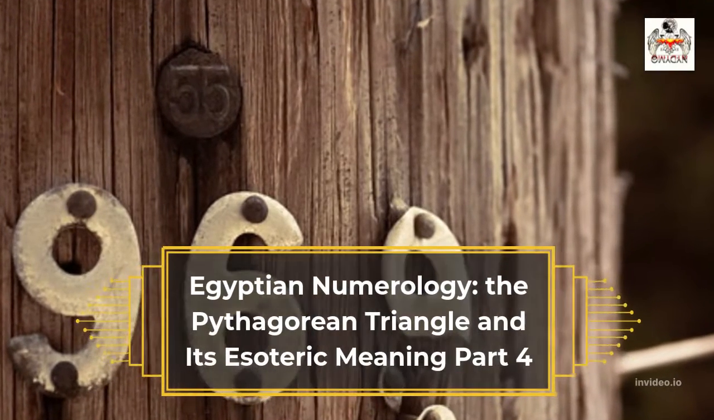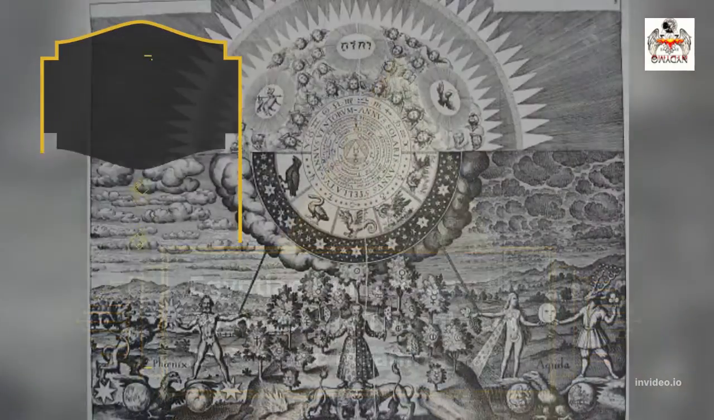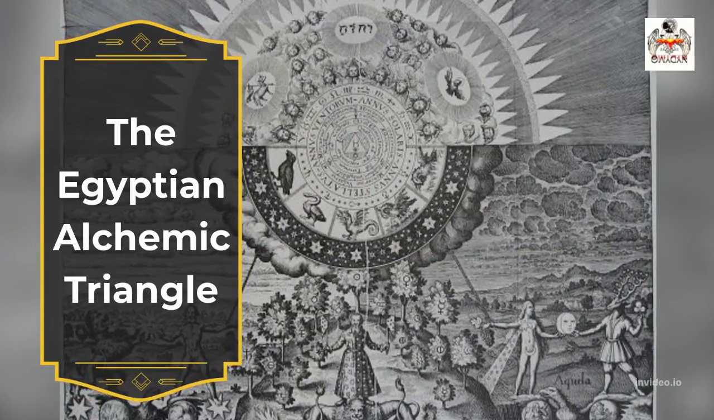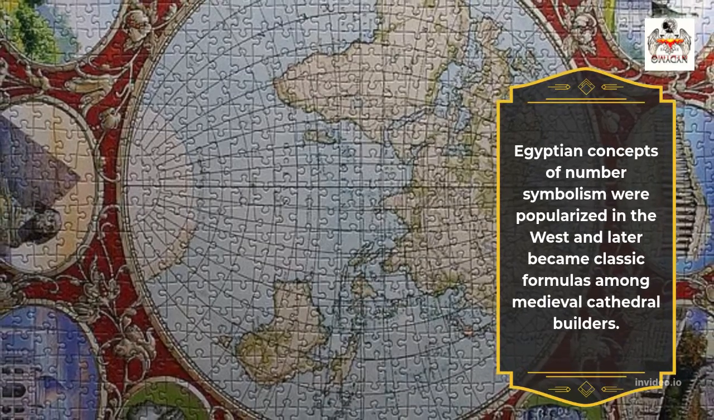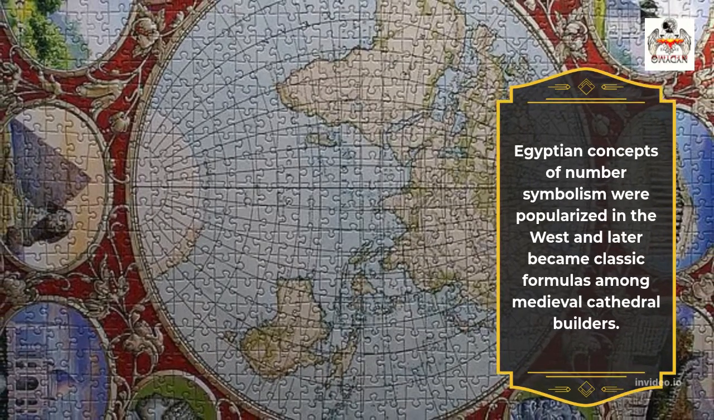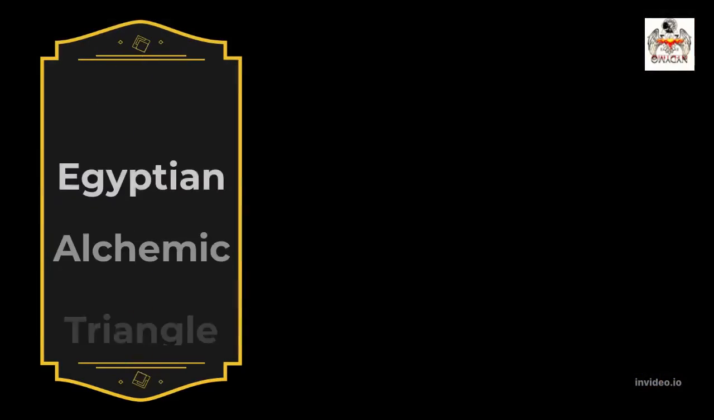Egyptian Numerology, the Pythagorean triangle and its esoteric meaning, Part 4. The Egyptian Alchemical triangle. Egyptian concepts of number symbolism were popularized in the West and later became classic formulas among medieval cathedral builders.